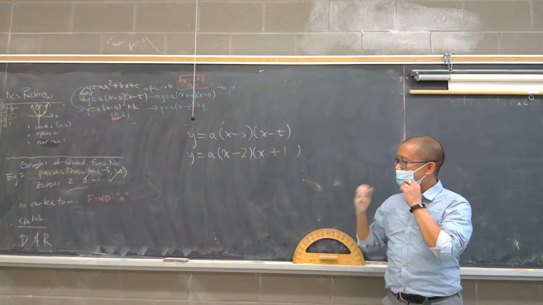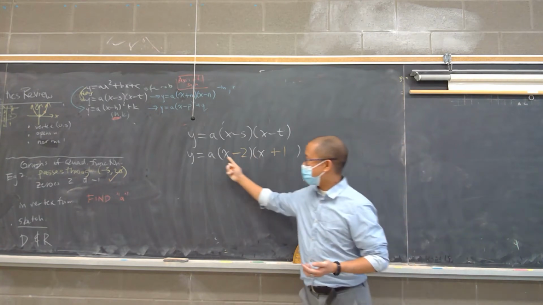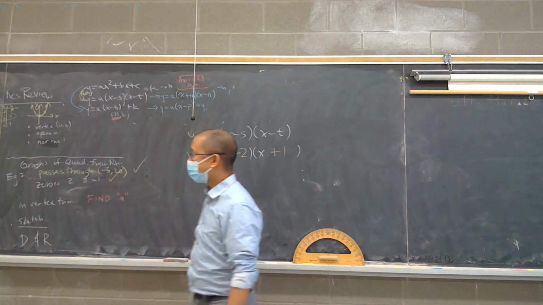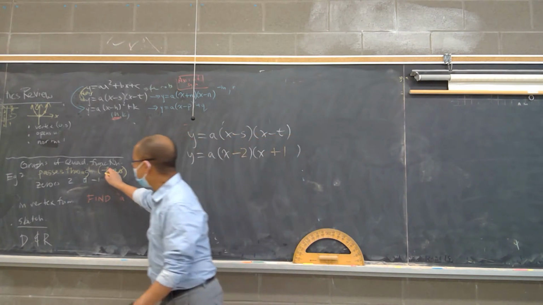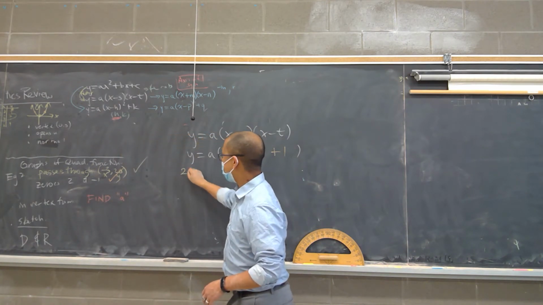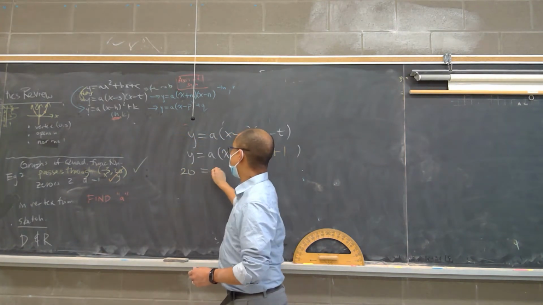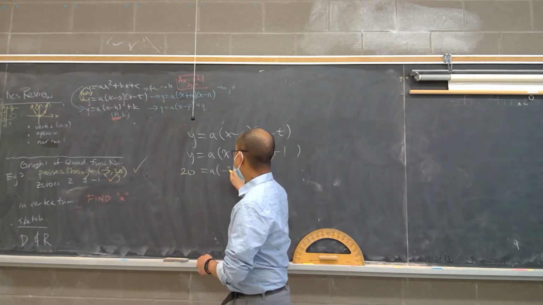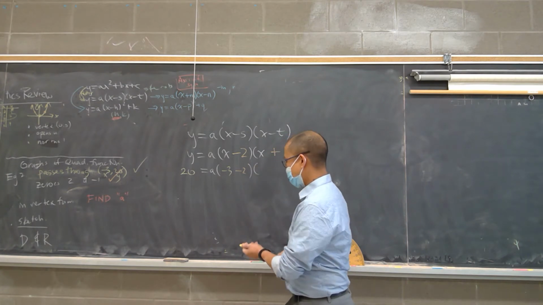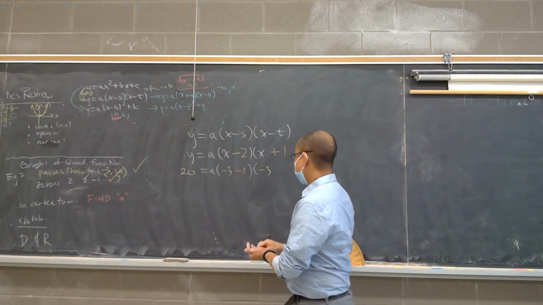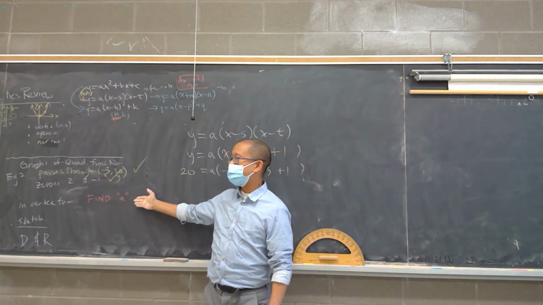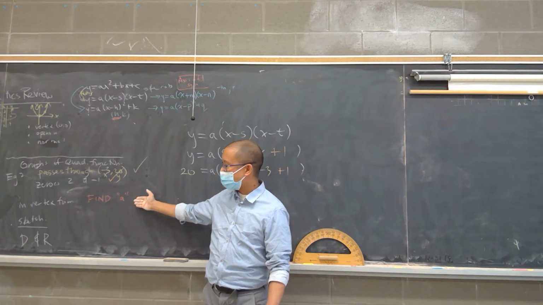A lot of you realize now, well, what are we going to do next? There's still x's and a's and y's. So notice I now have to use this (-3, 20). The negative 3 is our x, and the 20 is our y. So 20 is equal to a times (-3 minus 2)(-3 plus 1). Even though they want the equation in vertex form, we have to find what a is.